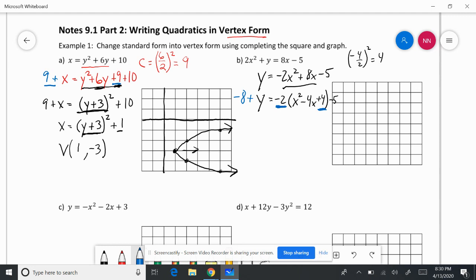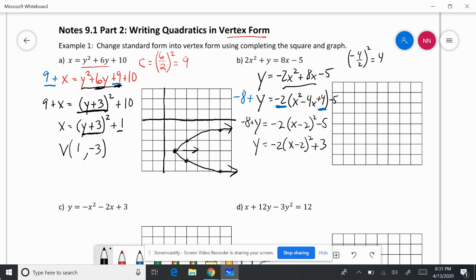Now I'm going to factor it. I have y equals -2, x minus 2 squared, minus 5. But because of the -8, I'm now going to add 8. So I get y equals -2, x minus 2 squared. And when I add the 8, I get plus 3.